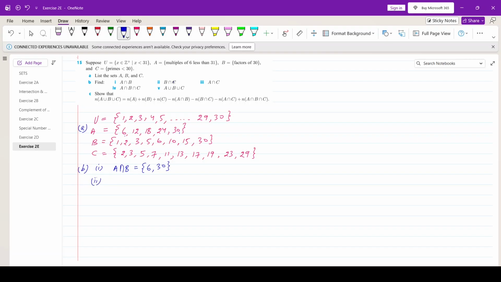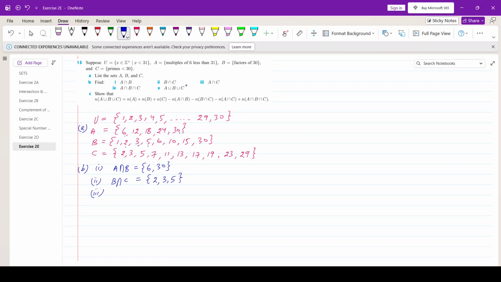So part 2 says B intersection C. That will be the common part. So 1 is not present here, 2 is, 3 is, 5 is, 6 is not, 10 is not, 15 is not, and 30 is not. So 2, 3, and 5.